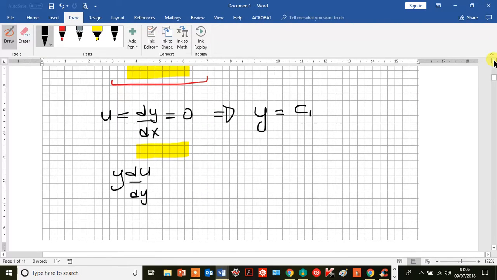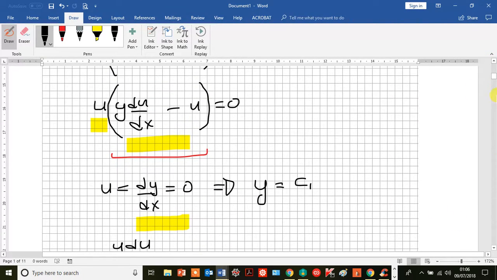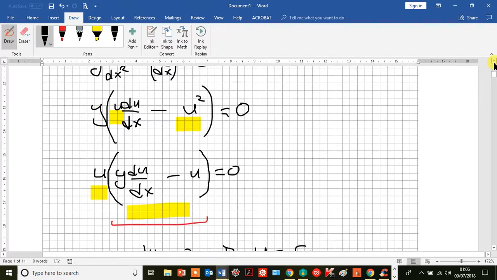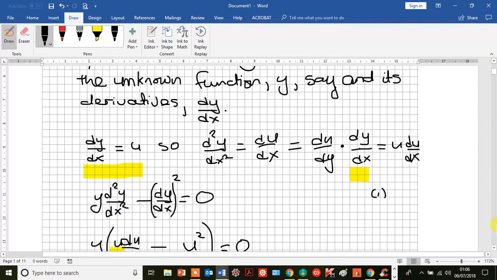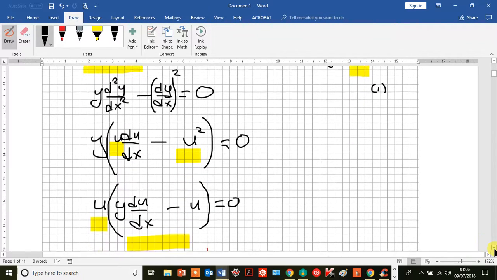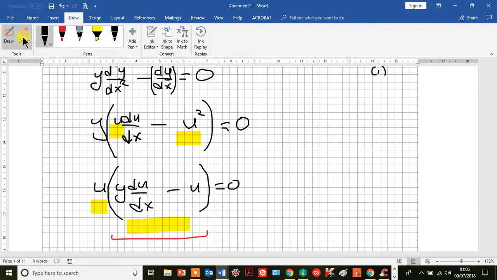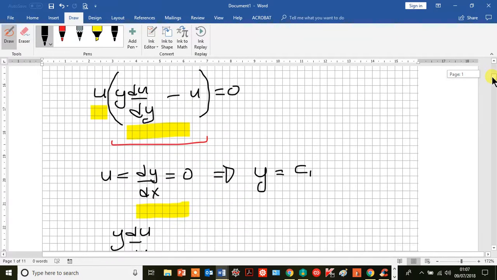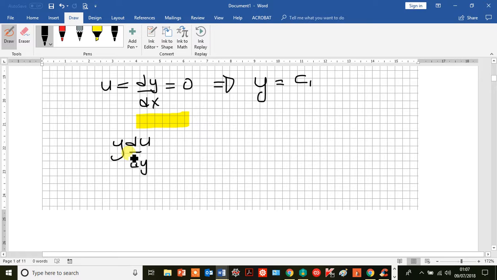Let me just check it. Oh, have I made a mistake somewhere? Let me have a look. I have made a mistake. This term here should be a y, and that should be a y. So we've got y and y. Okay, sorry about that. So we've got y du by dy minus u equal to 0.